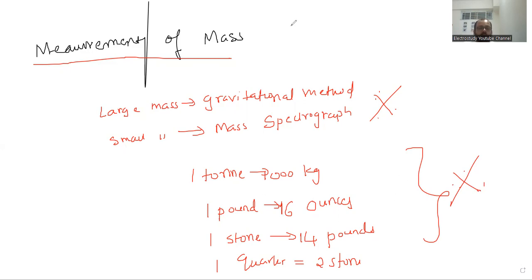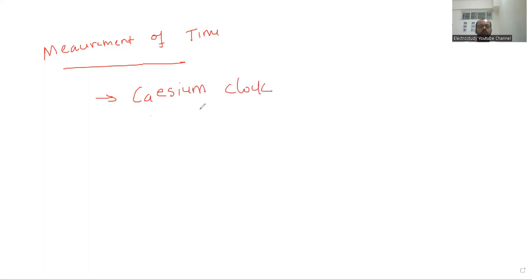Another one is measurement of time. Measurement of time is based on a clock. That particular clock is known as the cesium clock. Make a note of this. Sometimes you may get the objective question directly. It is based on the national standard. Okay, cesium clock.